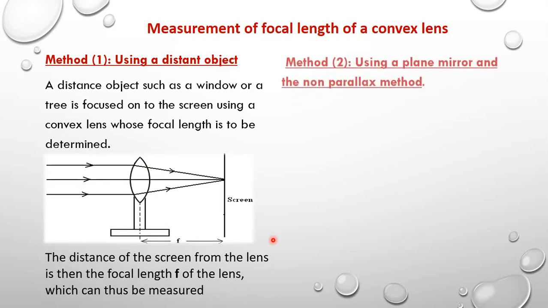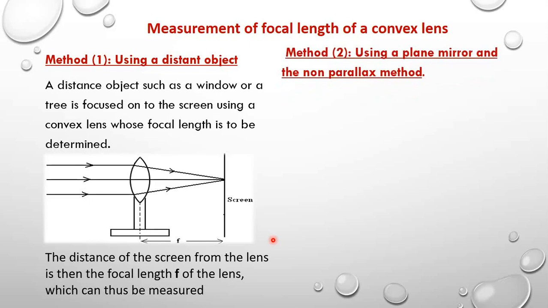Let's look at method 2, that is using a plane mirror and the no-parallax method. In this method, we shall use a plane mirror. We shall place it on a table with the reflecting surface facing upwards, and then we shall place the convex lens on top of the reflecting surface. So it will be like this.